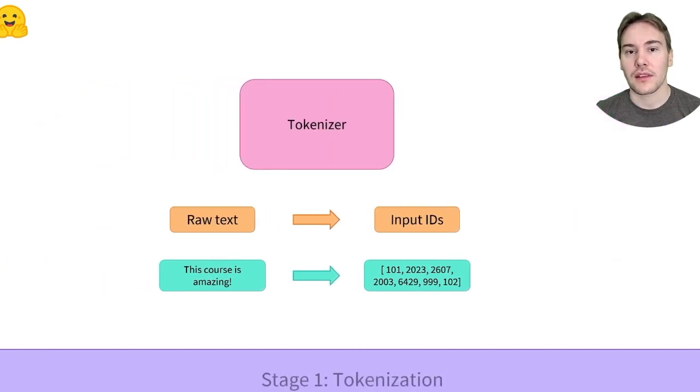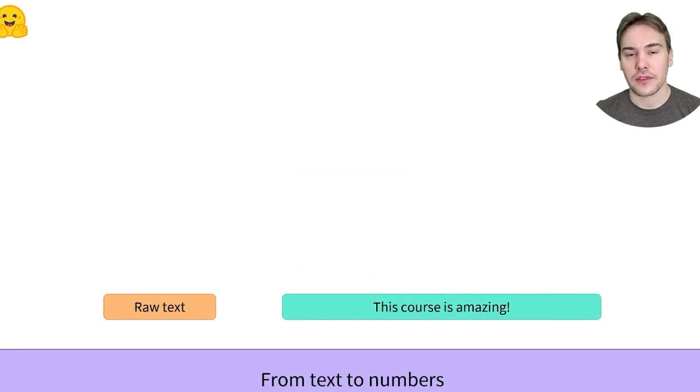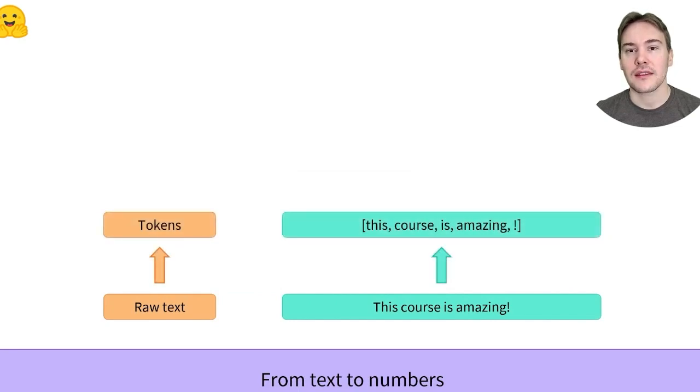Let's look in detail at those 3 steps and how to replicate them using the Transformers library, beginning with the first stage, tokenization. The tokenization process has several steps. First, the text is split into small chunks called tokens. They can be words, parts of words, or punctuation symbols.